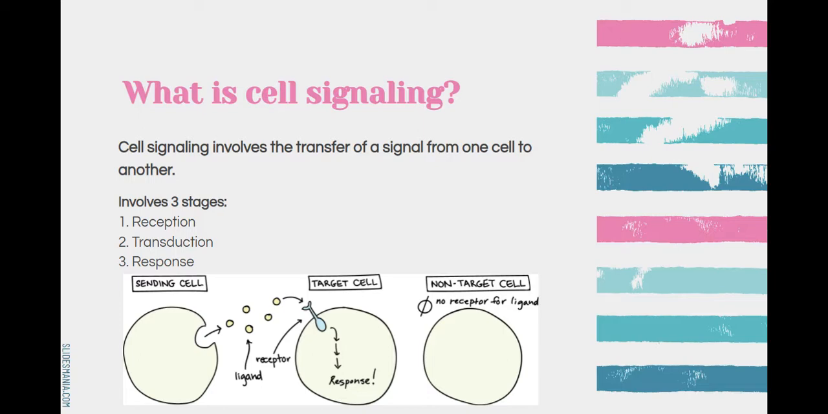Then there's transduction. So when the signal molecule binds to the receptor, it changes maybe the receptor protein in some way, which triggers a response from the target cell. And so this is kind of shown in the picture below, where you have a cell that's sending out a signal. We would call that a ligand. And that ligand is going to bind to a receptor on the target cell and trigger a response. The non target cell is just illustrating the fact that this is a specific process. It requires high specificity binding in order to trigger specific responses.